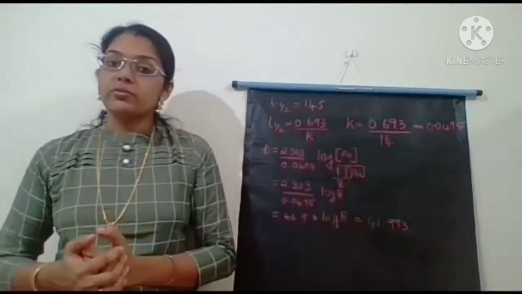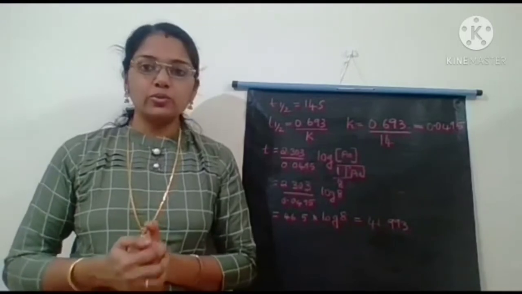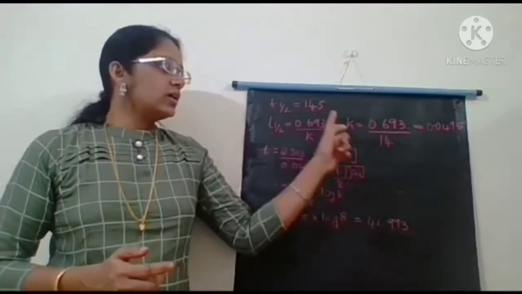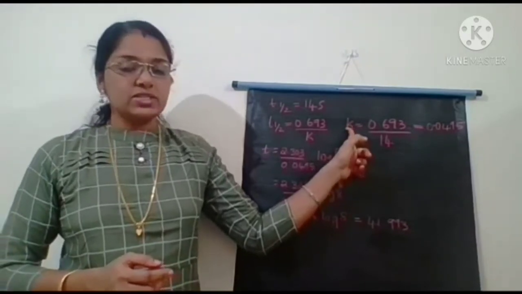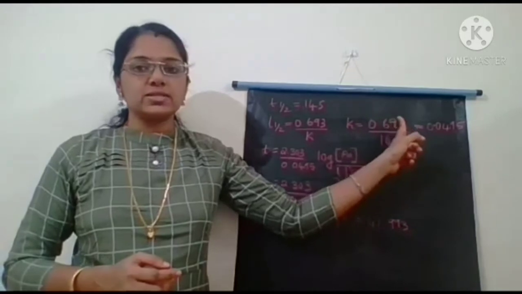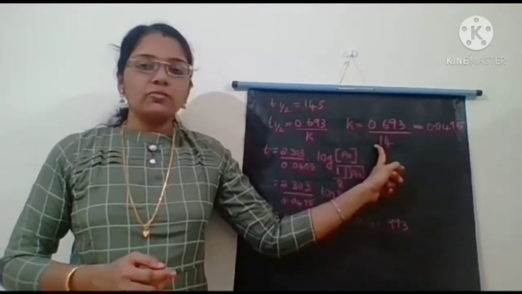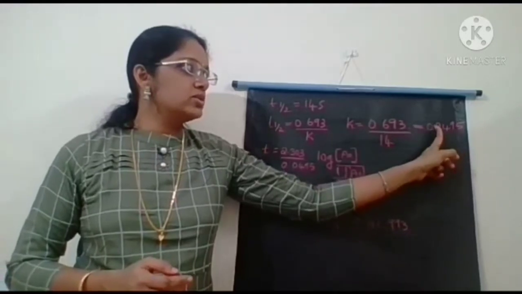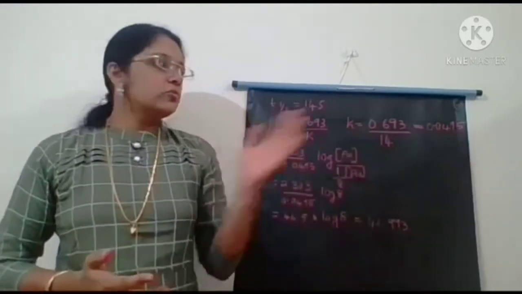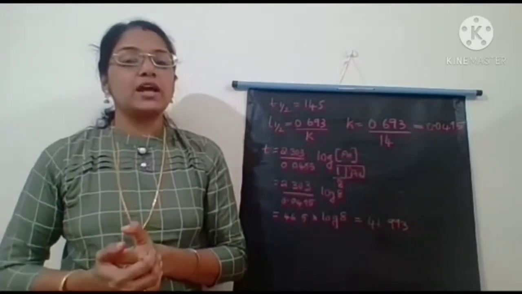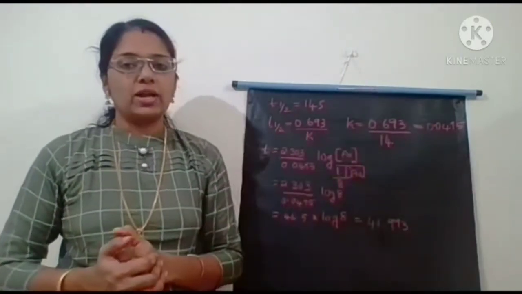Again, half-life of a first order reaction is T half is equal to 0.693 divided by K. So based on that, we can find out the value of the specific reaction rate or rate constant. Therefore, K is equal to 0.693 divided by T half, which is 14. So 0.693 divided by 14 is equal to 0.0495. So we have found the value of the specific reaction rate as 0.0495.